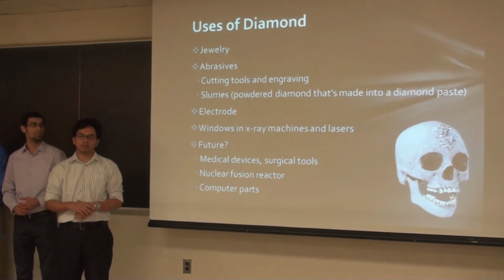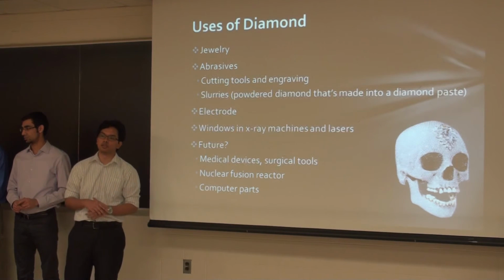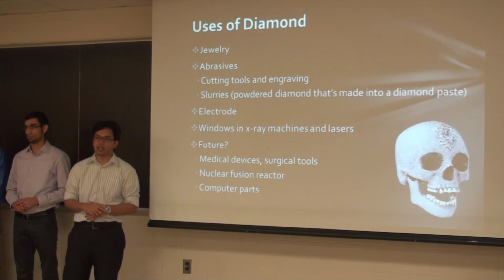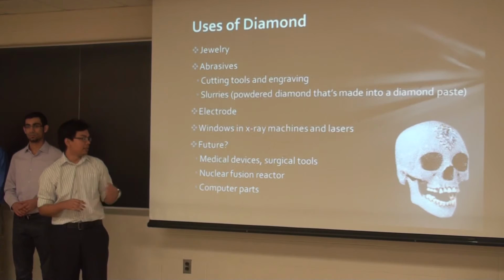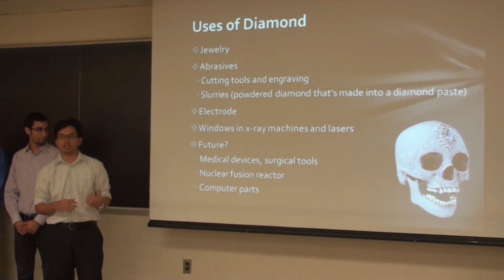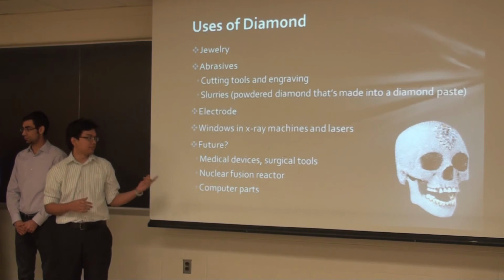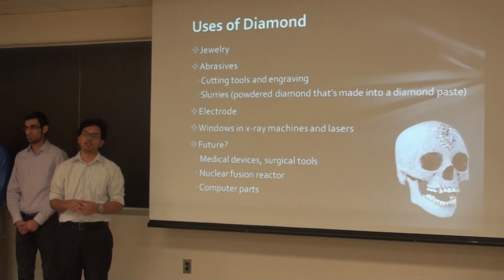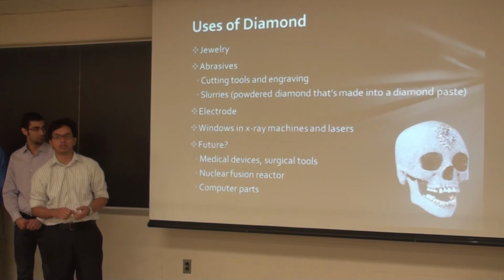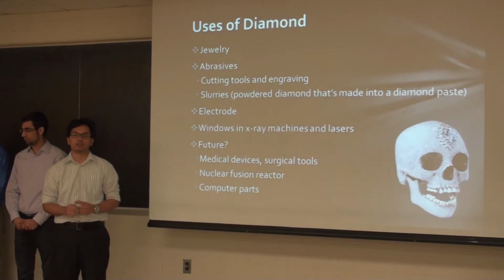In future, there's a high possibility that diamond can be used in medical devices and surgical tools, such as the LASIK procedure to repair eye defects. There's also a possibility that it can be used in a nuclear fusion reactor, a new clean power source in the future, because the reactor needs a material that can withstand very high temperature, and diamond is capable of doing that. Lastly, it can also be used as computer parts.